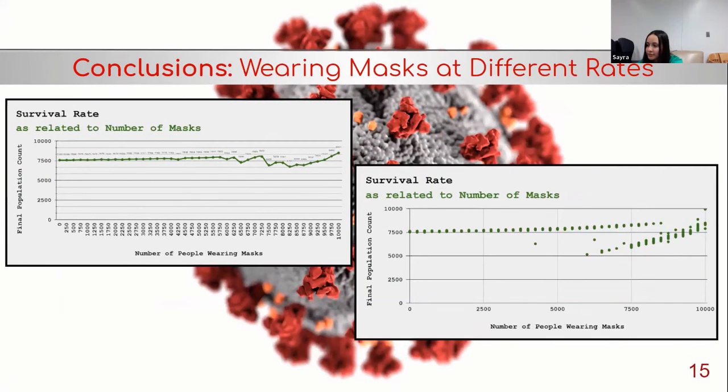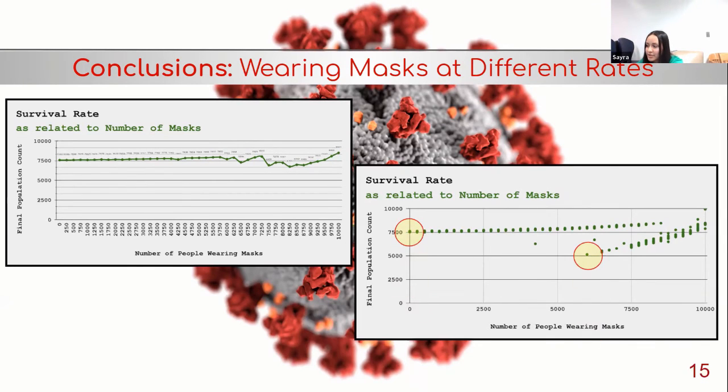So after looking at results for mask effectiveness, we wanted to see what the model would show about the effect of more or fewer people wearing masks. And the results we got show the importance of having enough people, essentially everyone, actually wearing their masks in order to reach a level of protection where the loss of immunity doesn't begin the cycle all over again, which would result in even more deaths from the virus.